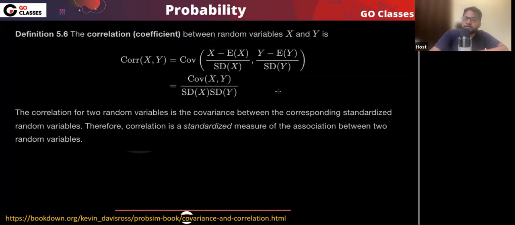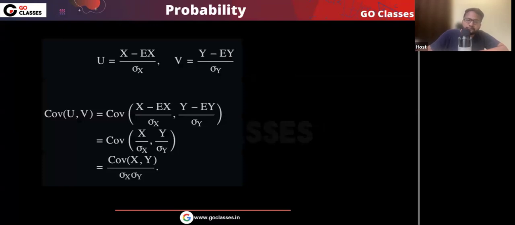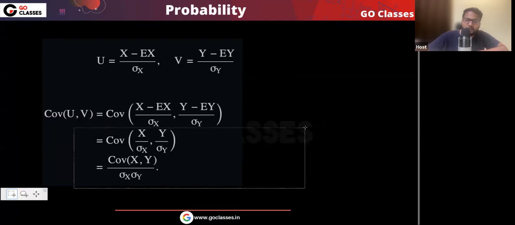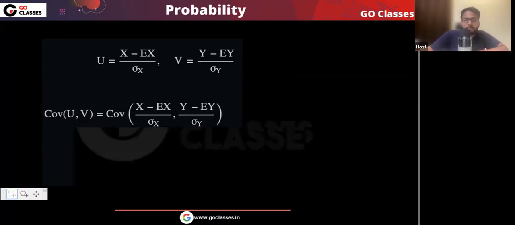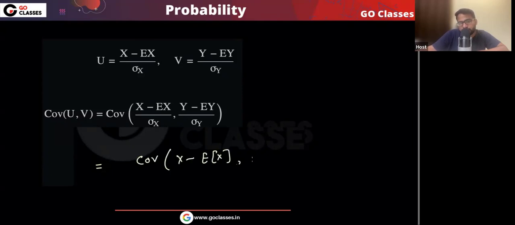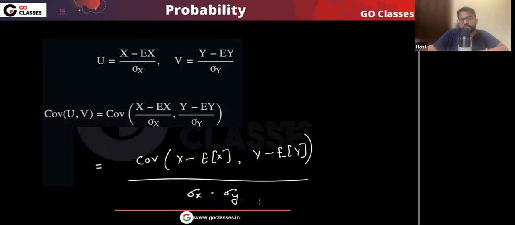Do you want to prove this using the properties that we have seen? Suppose I ask you to find the covariance between u and v, where u is something like this and v is something like this. Then can you say that this is sigma x, sigma y? Can you take it outside? Divide by sigma x into sigma y. Is this okay to everyone? Using the properties of covariance, if there is some constant, you can take it outside, right?